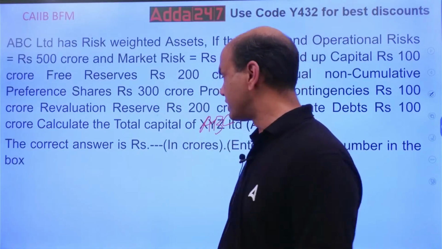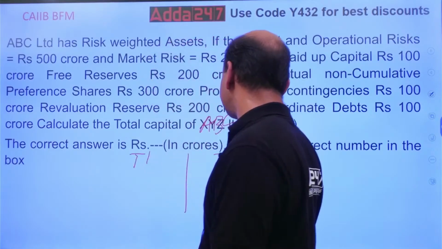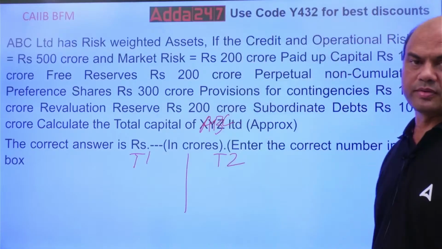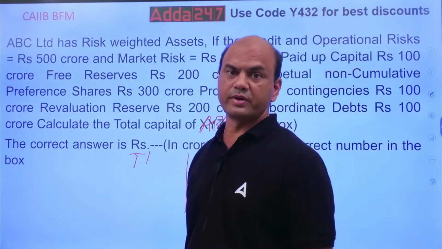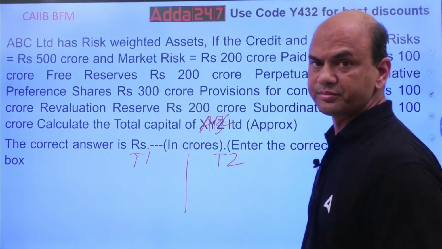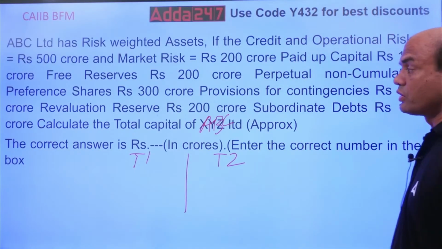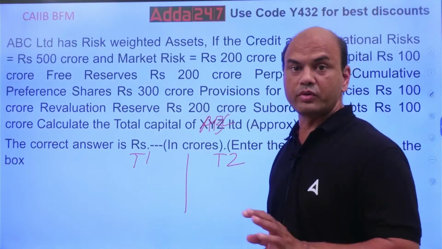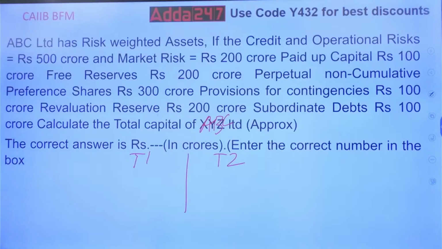Capital includes what? Capital equals Tier 1 plus Tier 2. Tier 1 means what? It's called free reserves. What is free reserve? Going concern. Free reserve means where you don't have to pay any interest. So, you want only capital, no? Tier 1 capital. You don't want any CRAR, you don't want any RWA, nothing. You want only capital. Very simple problem.